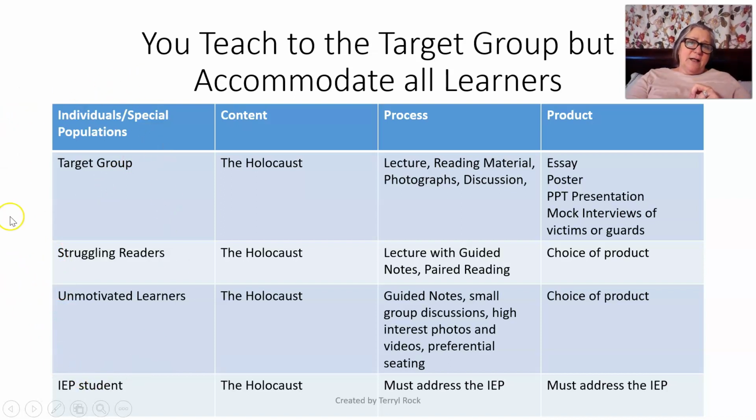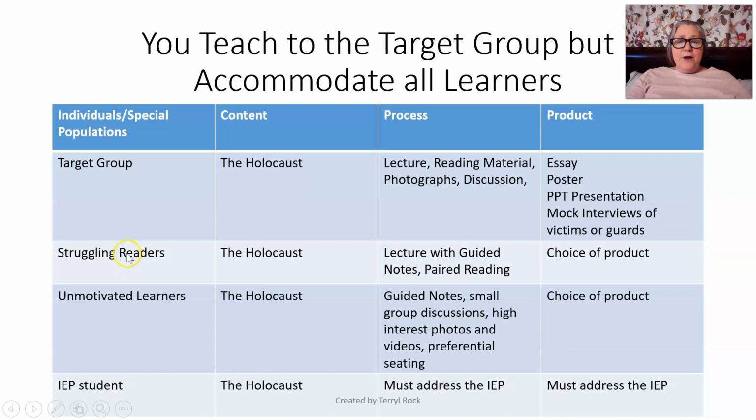So say this was my class and I was teaching a history class. The content that I'm going to teach is the Holocaust. And there's no reason why all of these learners couldn't learn about the Holocaust. So I don't need to do anything different here. Everybody's going to learn the same content, right? But the process of that might look a little different. My target group, I can do lecture and reading material, photographs and discussion.